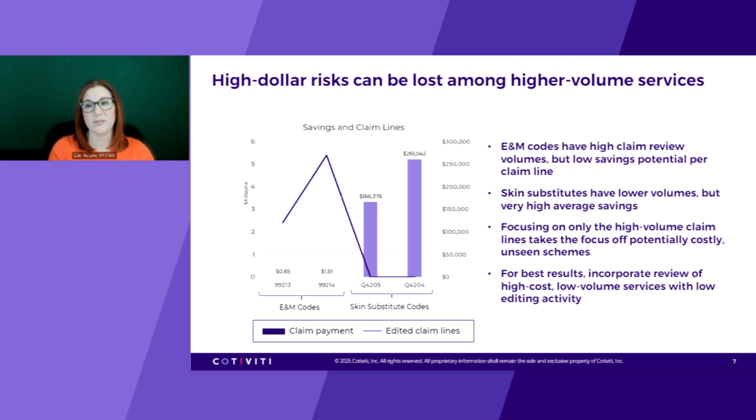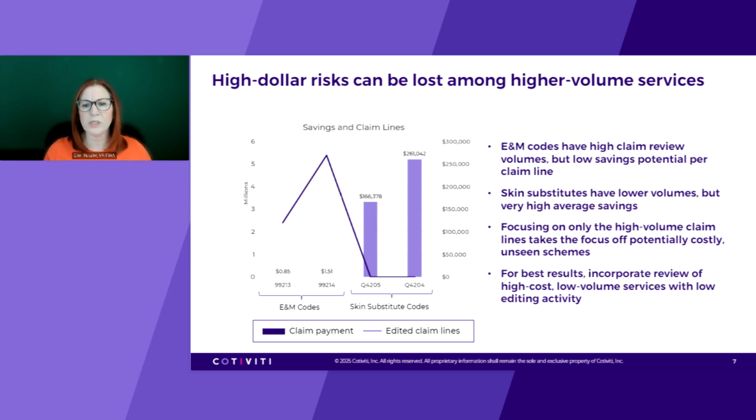Fraud, waste, and abuse is a hot topic. So we all know it's a problem. But when someone in payment integrity receives a report such as this, where they're editing at a high volume and high savings ratio, this may fall to the bottom, which is why it falls to us.